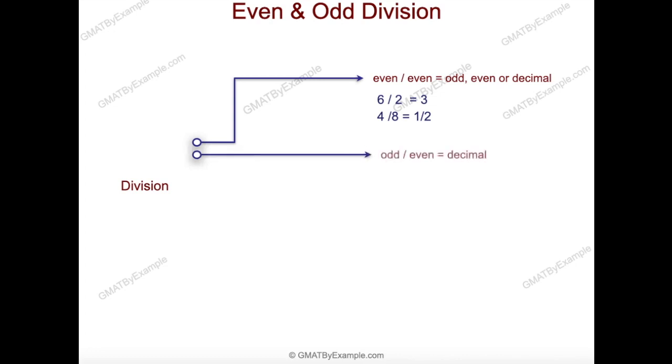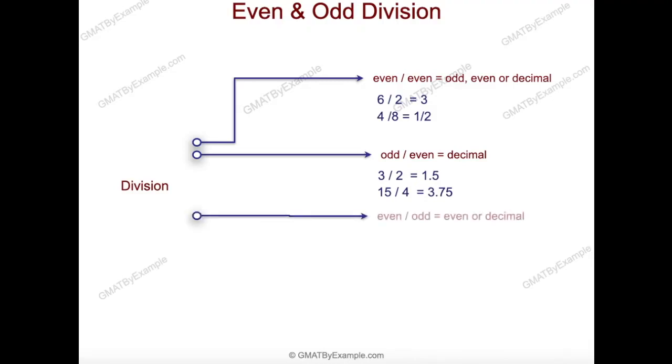What happens when an odd number is divided by an even number? It is always a decimal. For example, 3 divided by 2 is 1.5. 15, an odd number, divided by 4, an even number, is 3.75. So when an odd number is divided by an even number, it is always a decimal without fail.